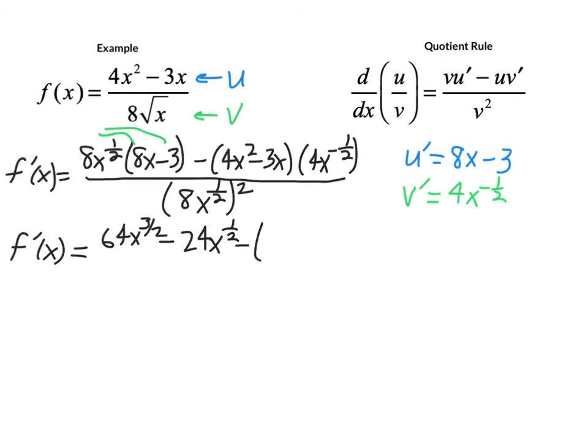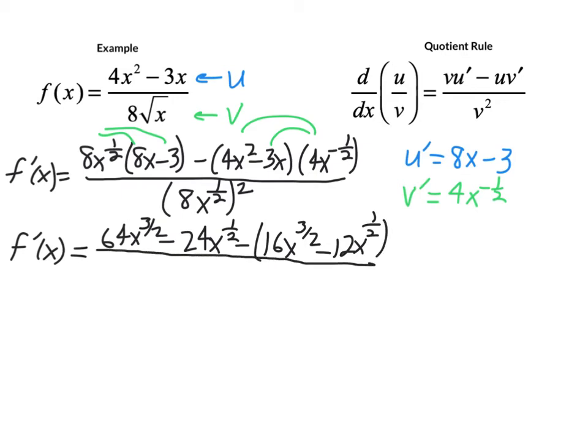minus the quantity, and again, careful on this one, and we'll distribute here. And so when we do that, the result is 16x to the 3/2 minus 12x to the 1/2. And again, because it's a monomial in the denominator here, I'm going to square that out, square each factor, so that gives us 64x.